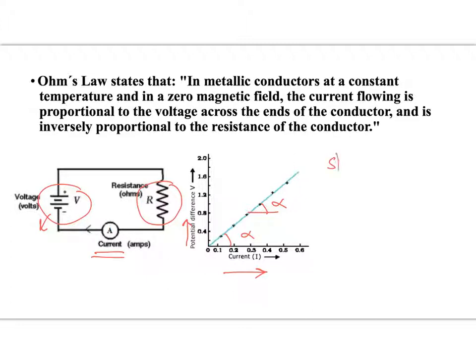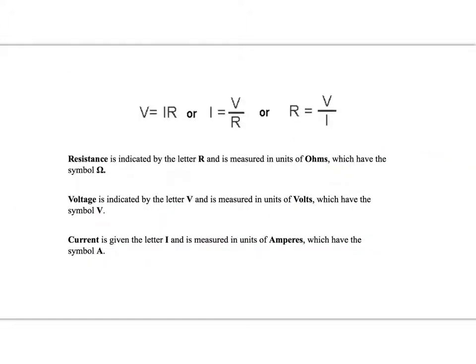So when we take the slope, you see that the potential difference to the current is constant. The constant value that doesn't change in the circuit is the resistance. So the potential difference over the current gives us the resistance. So we have the formula: the potential difference is equal to the current times resistance, or the current is equal to potential over resistance, or the resistance is equal to potential over the current.